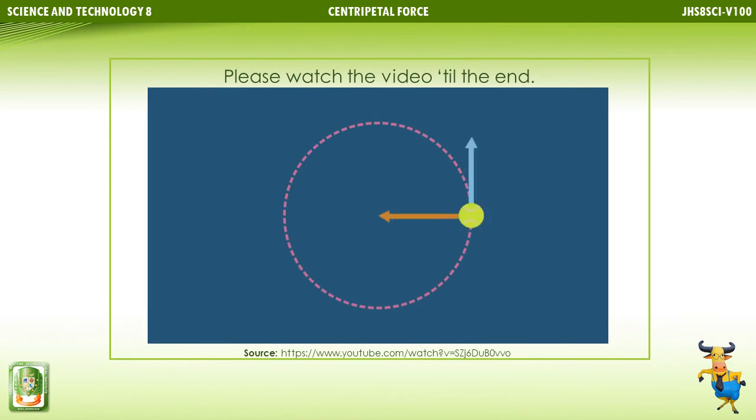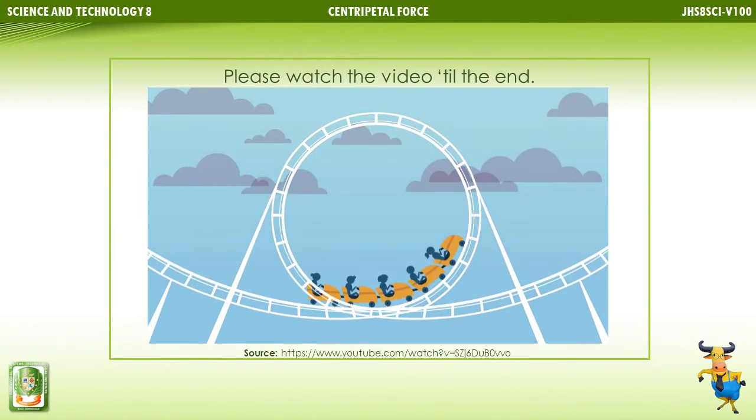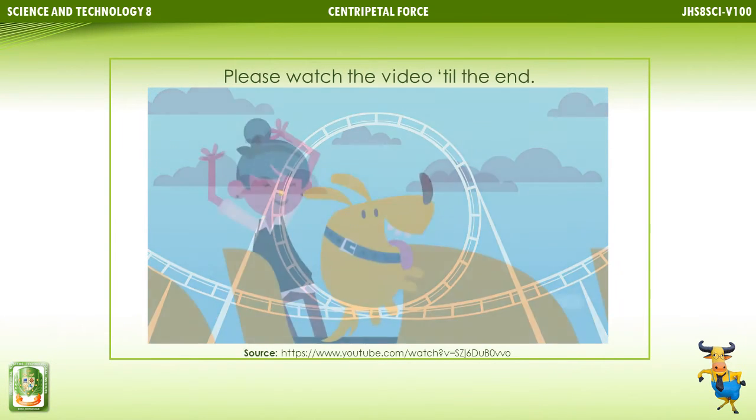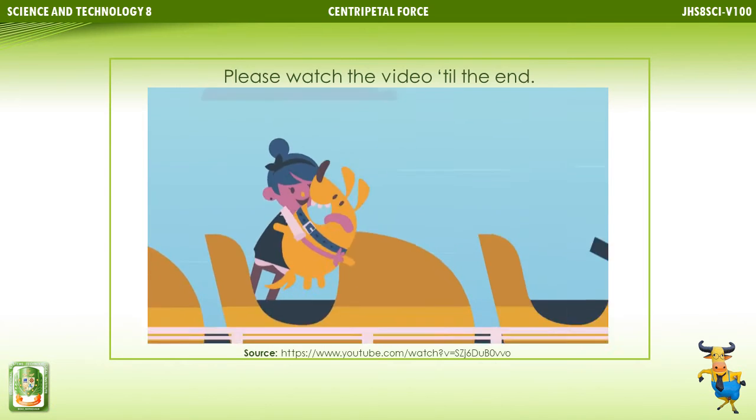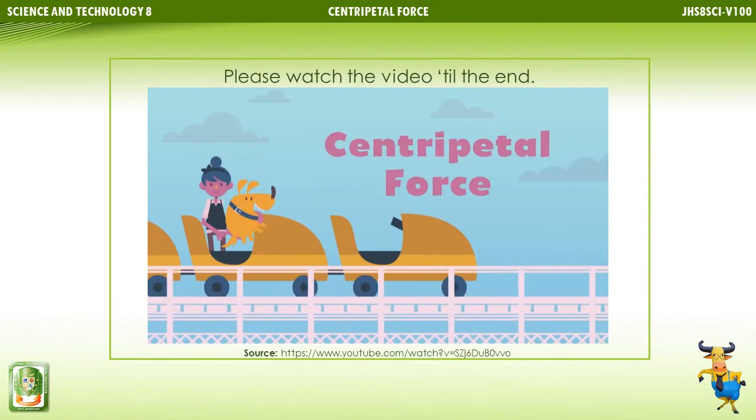The same centripetal force that keeps the tennis ball swinging in a circle also keeps roller coasters on the track as they go through a loop-de-loop. So the next time you're having a blast on a roller coaster, you can thank the centripetal force.